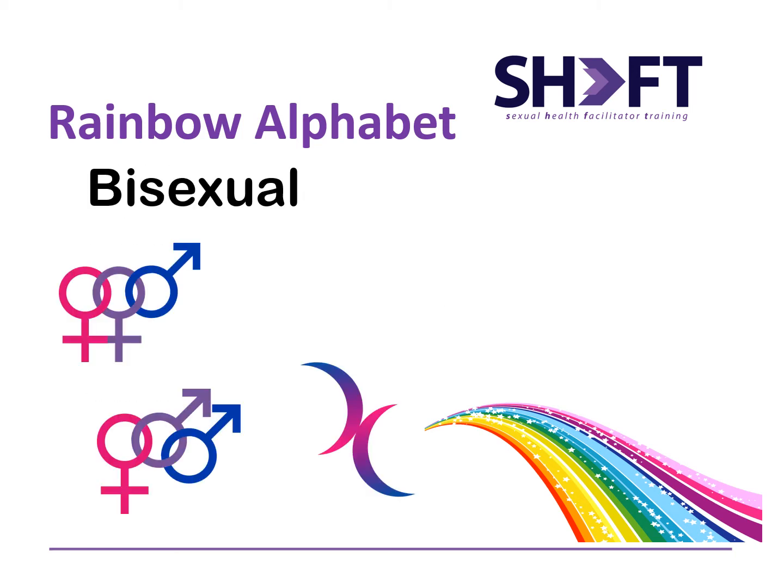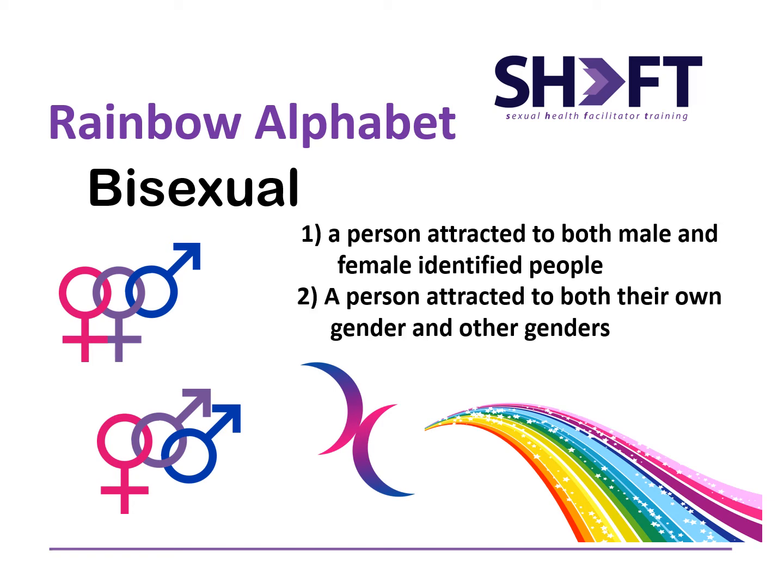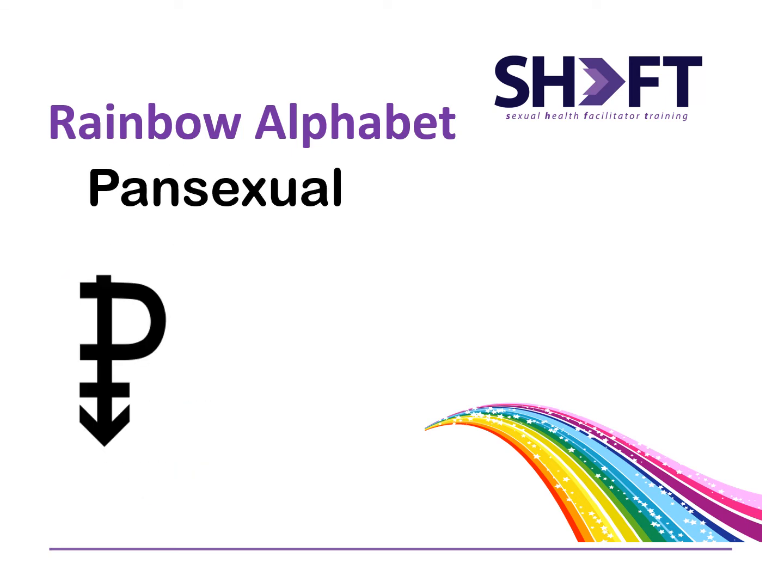Bisexual has 2 current definitions. The first is a person attracted to both male and female-identified people. The second is more inclusive as far as gender is concerned, and it's defined as a person who is attracted to both their own gender and to people of other genders. Someone who is pansexual is attracted to people of all or any or no gender.